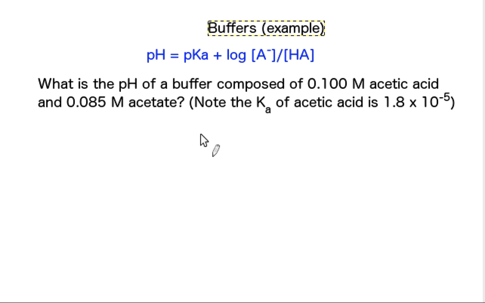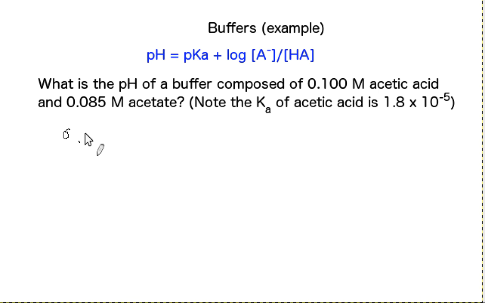Okay, what's the pH of a buffer composed of 0.1 molar acetic acid and 0.085 molar acetate? Okay, well, here's our acetic acid. Let's try this out. Acetic acid is 0.1 M. And the acetic acid is the acid in this problem, or in this buffer. Acetate is the conjugate base, which is 0.085 molar.